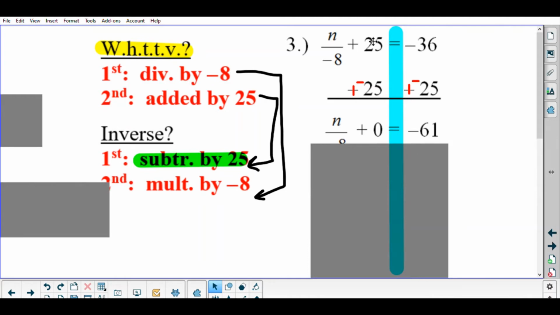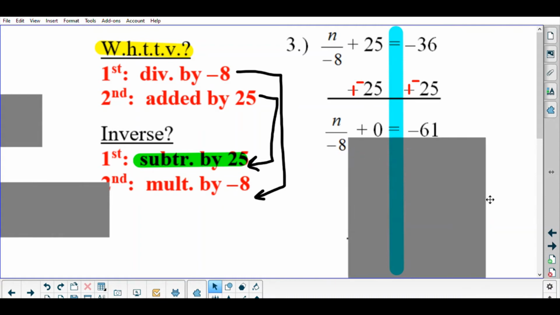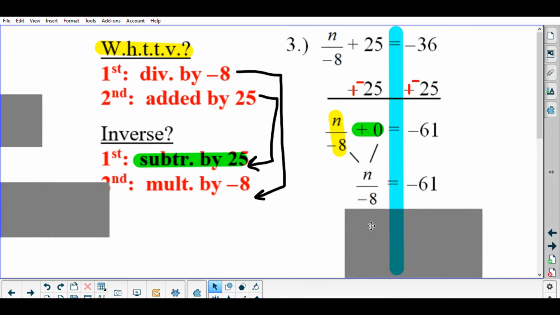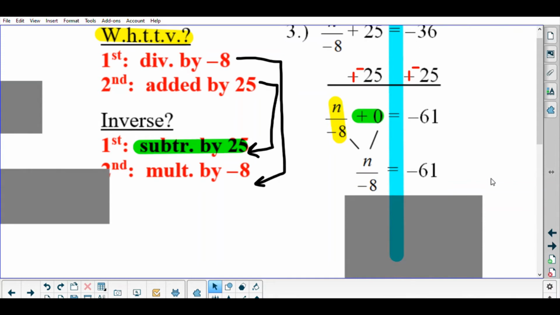On the left-hand side, +25 plus -25 gives you 0. But the n over -8 is still there. Please do not make that -8 disappear. It does not disappear. Now, here's what could kind of disappear. When you add by 0, anything plus 0 is the thing itself. So the fraction plus 0 is just the fraction. So simplify that. So now we just have n over -8 equals 61.